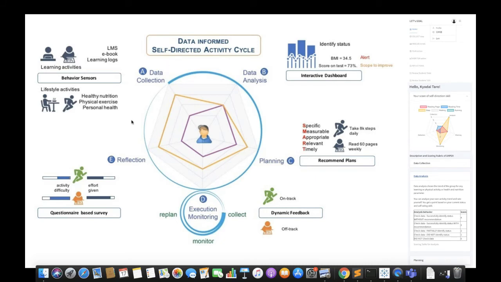So what I'm highlighting here again, from the previous example and also from this example, is that it's a cyclic process, and each and every time we are using the data first to analyze what our status is or what the problem is, or whether there are any issues in the teaching learning context or in our day-to-day life context, and based on that doing the planning and monitoring and then reflecting on it to go back to the next cycle.